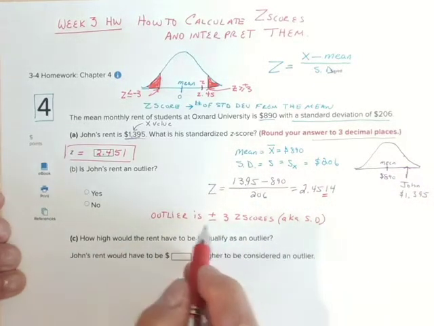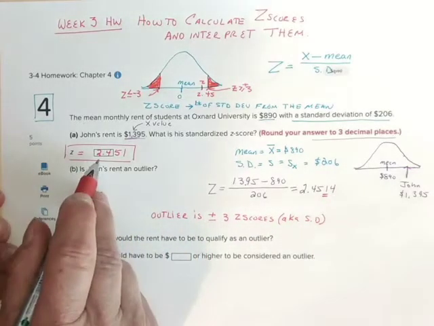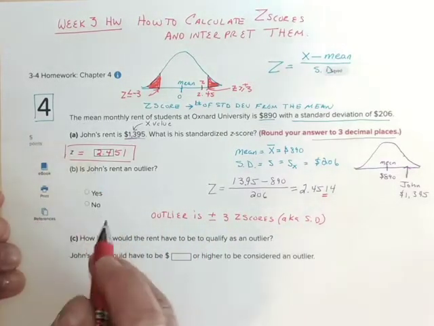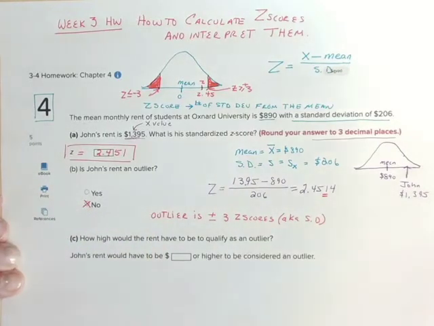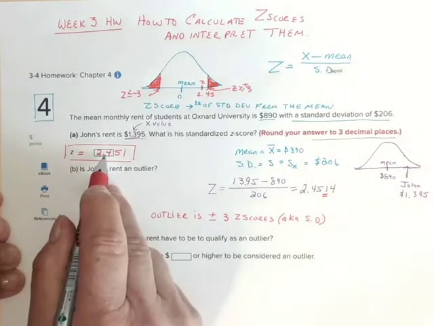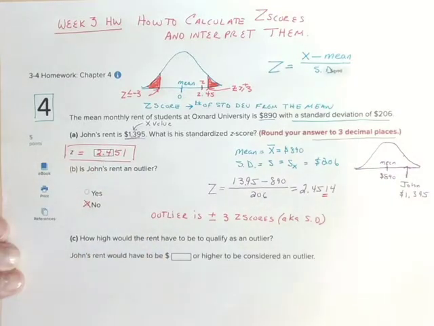And so in this case, it's 2.4, so this is not an outlier. If it was 3.4, then it would be an outlier. If it was 3.1, it'd be an outlier.